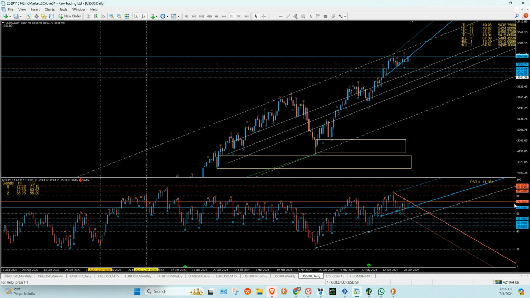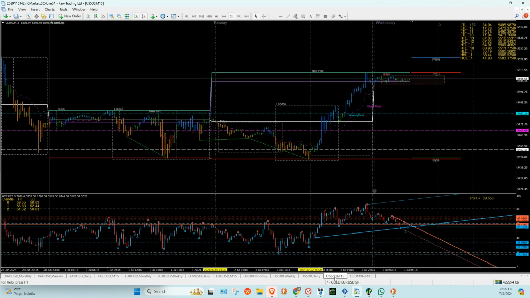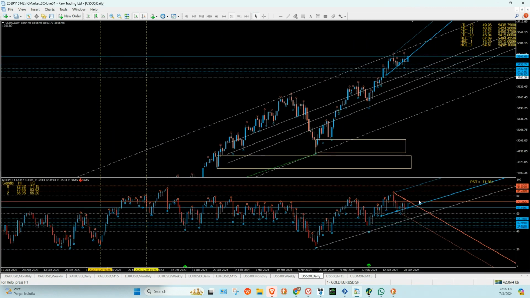Now the resistance is 5,515. 5,515 is there. So what's going to happen? If it breaks above that, we've got room to go because, as you can see, we're breaking out. Okay. Also, there's divergence here. All right. So if you're going to sell, then I'd be careful selling.